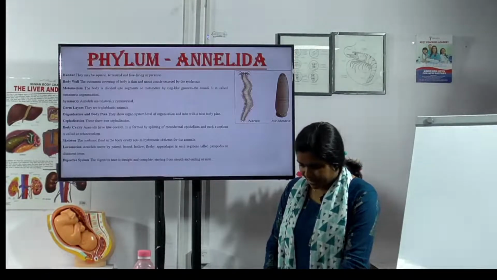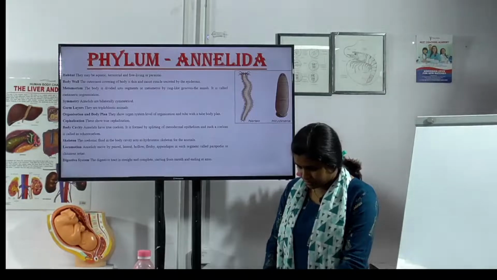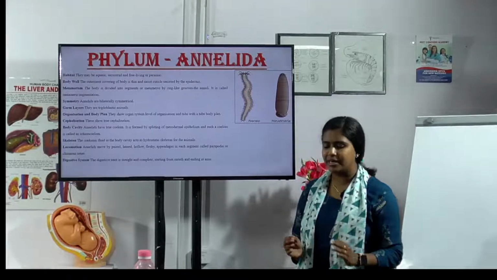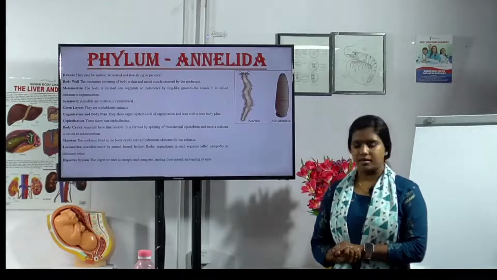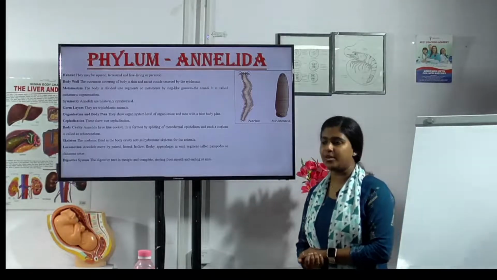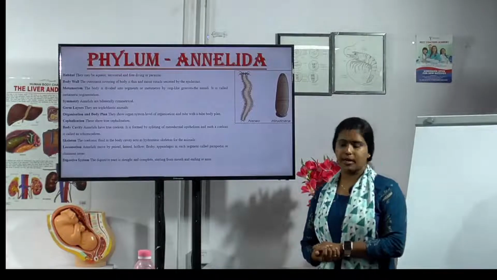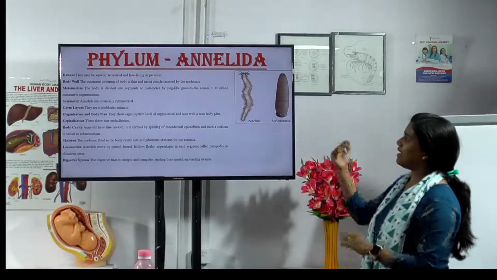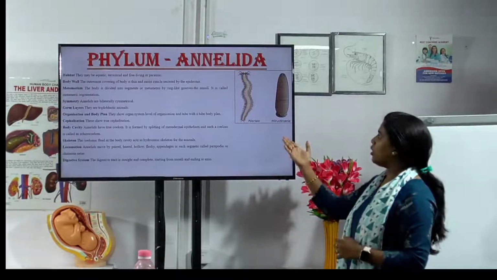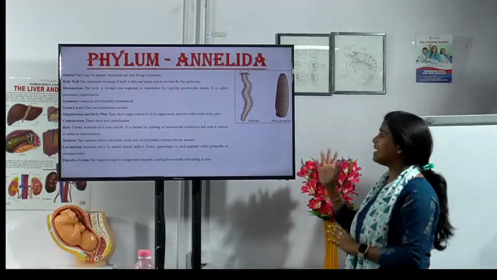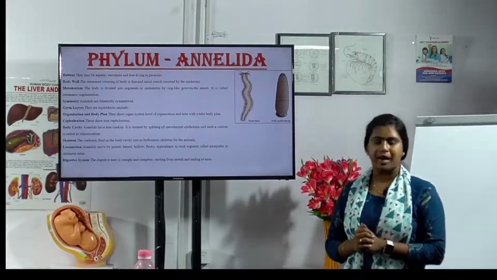Okay, and the next phylum is Annelida. This term Annelida was first coined by Lamarck, the scientist, in 1809. Here they may be aquatic, terrestrial, free living or parasitic, and the body wall is covered by a cuticle. Example for Annelida?